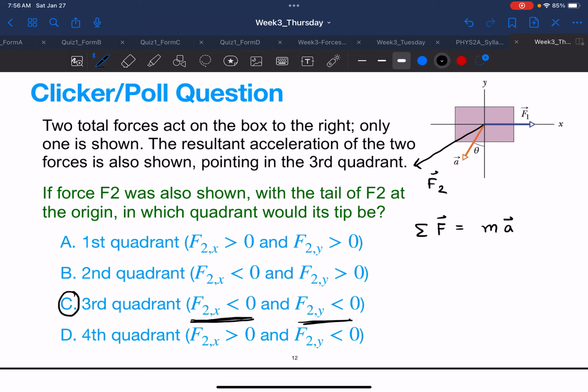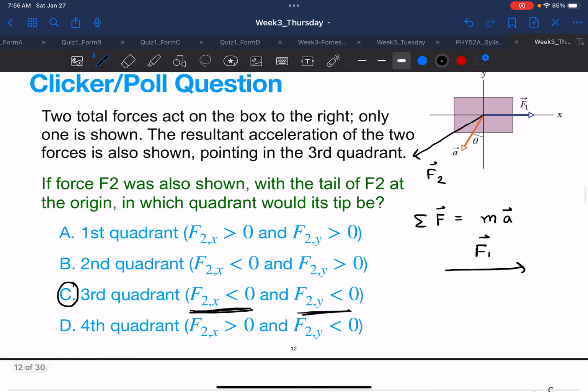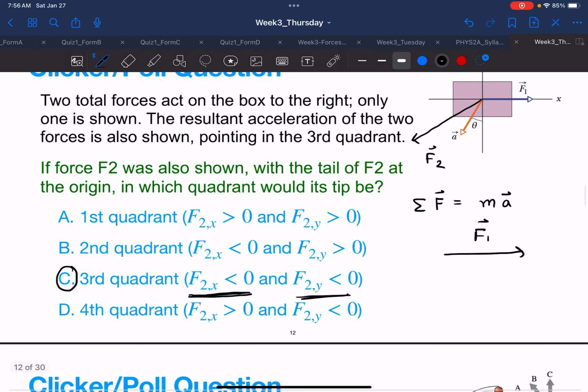So I can check my work by doing the tip to tail sum. So here's F1. Then I said F2 should look like this. So now if I draw the tail of F2 at the tip of F1, it'll look something like that. And then finally my resultant vector, F net, will point like so.